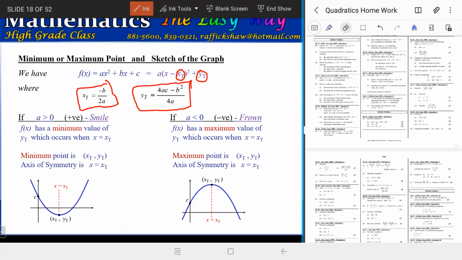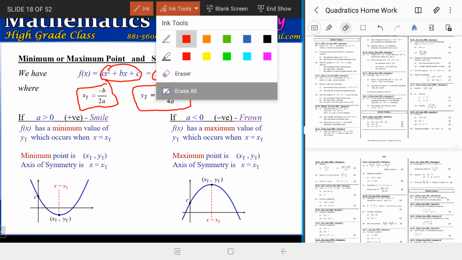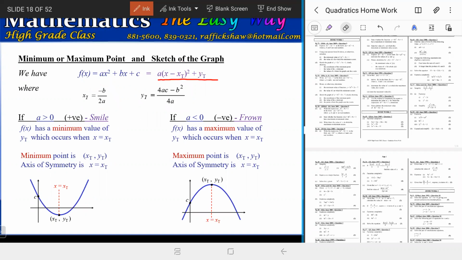And once we calculate those two values, then we would have converted from the standard form here to the vertex form here. And when we go to the vertex form, the x_t and the y_t are the coordinates of the turning point on the function. And then we get down to here now.